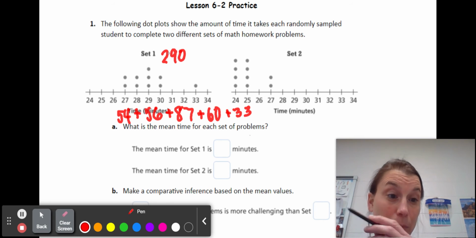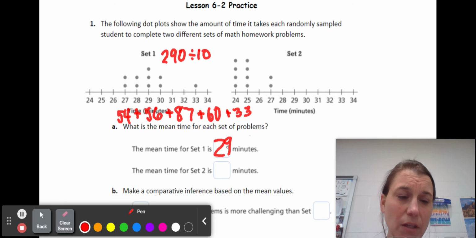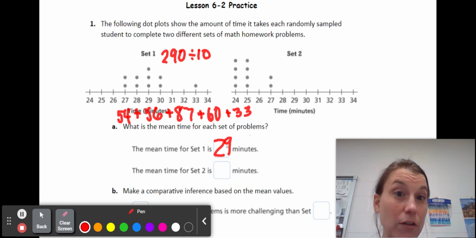Now, how many people were surveyed to get to that 290? You have to count the number of dots. So the number of dots here would be 2, 4, 6, 8, 10. So I'm going to divide by 10 to get the mean. It gives me a mean of 29. So pause this video and see if you can figure out the total for set 2.